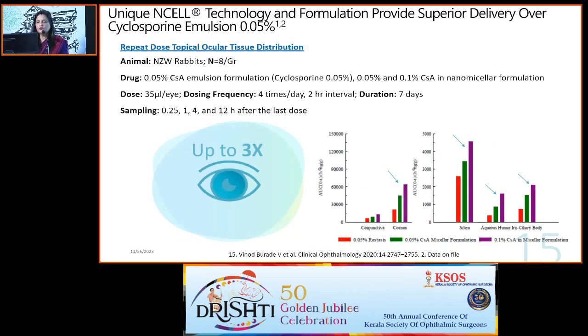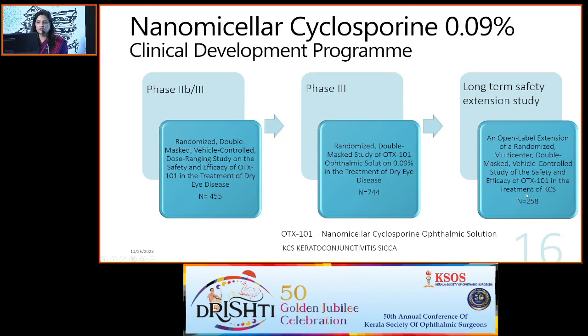Now, this was a study done in animal eyes, the New Zealand rabbit eyes, just to show that if you look at the concentration of 0.05% Restasis versus 0.05% micellar cyclosporin and versus 0.1% micellar cyclosporin, then you can see that the 0.1% micellar cyclosporin in conjunctiva and cornea has higher concentration, and again in all the tissues in fact has higher concentration.